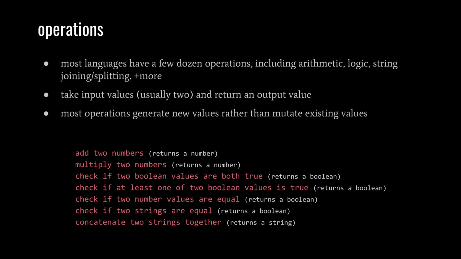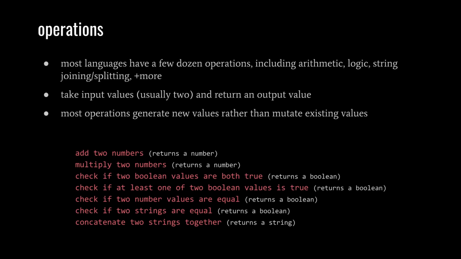Examples include, most obviously, arithmetic, where we might add together two numbers and it returns the sum of those two numbers, or we might multiply two numbers, which then returns the product of those two numbers. But aside from arithmetic operations, we also have some logic operations. The AND operation, for example, will check if two Boolean values are both true, and then it returns a Boolean value that's true if they are. Otherwise, it returns a false value.